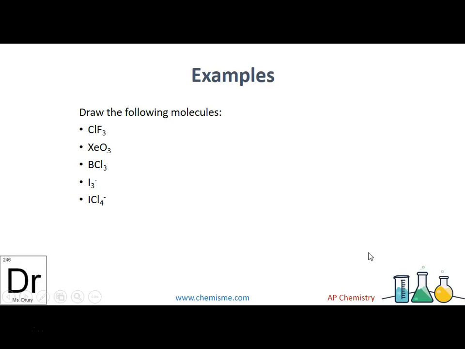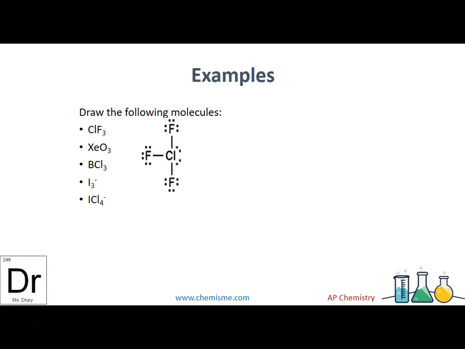So let's try to draw some of these examples out. You're going to put your least common element in the middle. The more common element, like fluorine, around the outside as symmetrically as possible for now. And if there's any extra electrons, put them on the central atom. Maybe pause the video and sketch through what you think they might look like.